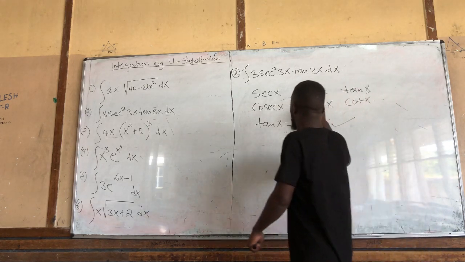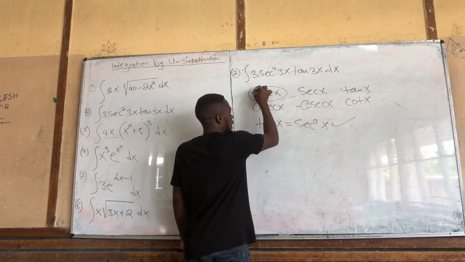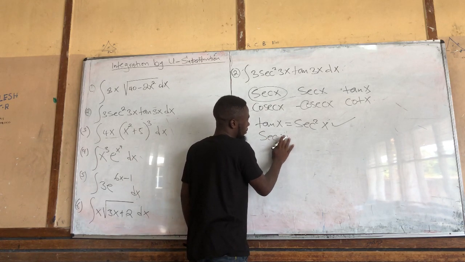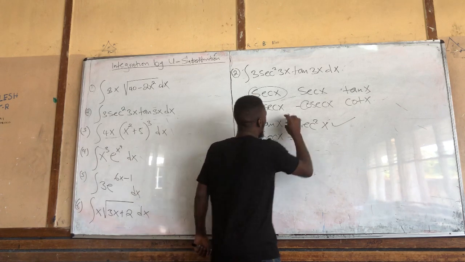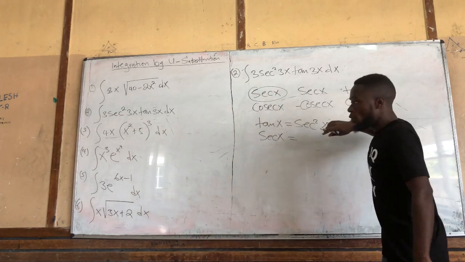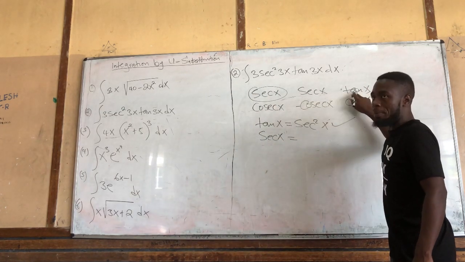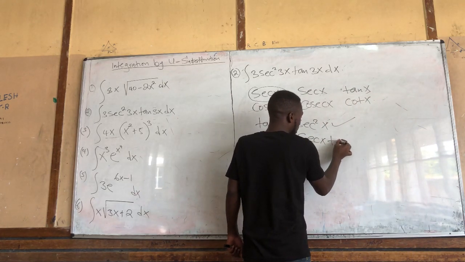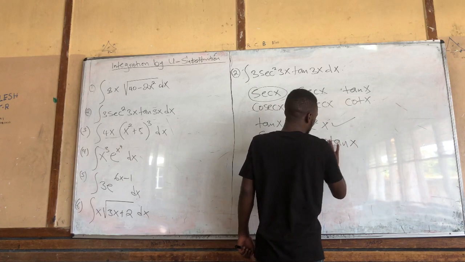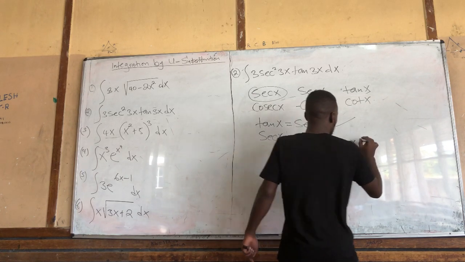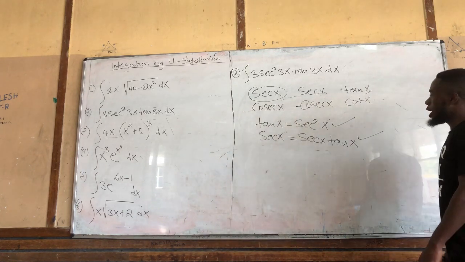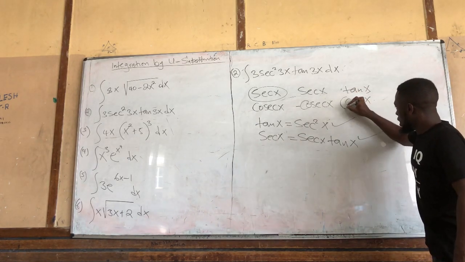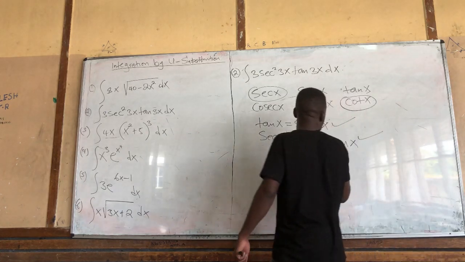What about if I start from this side here? Let me get this sec x. When I remove sec x on top, what are we remaining with? We remain with sec x multiplied by tan x. So the derivative for sec x is sec x tan x. Okay? Let me go down here. Let me start from this one here. Let's get cot x.